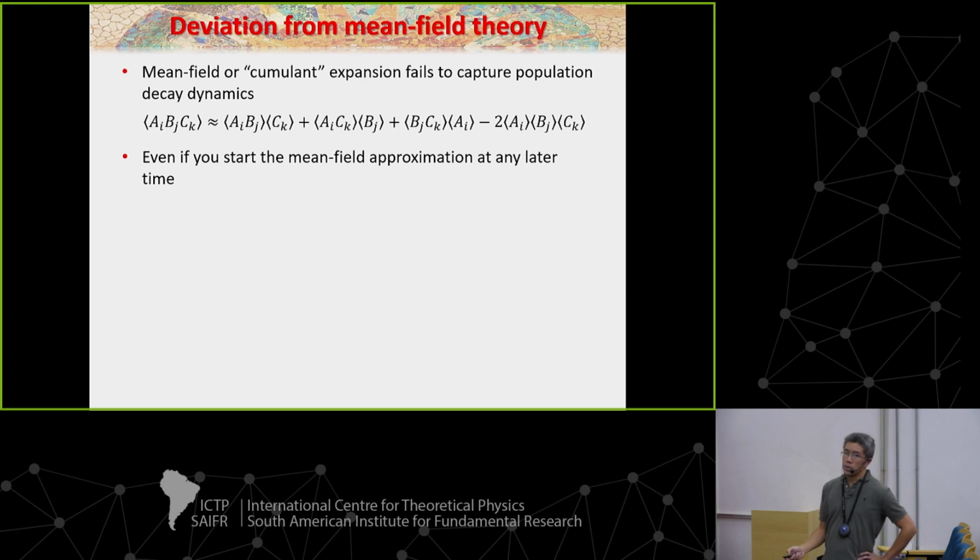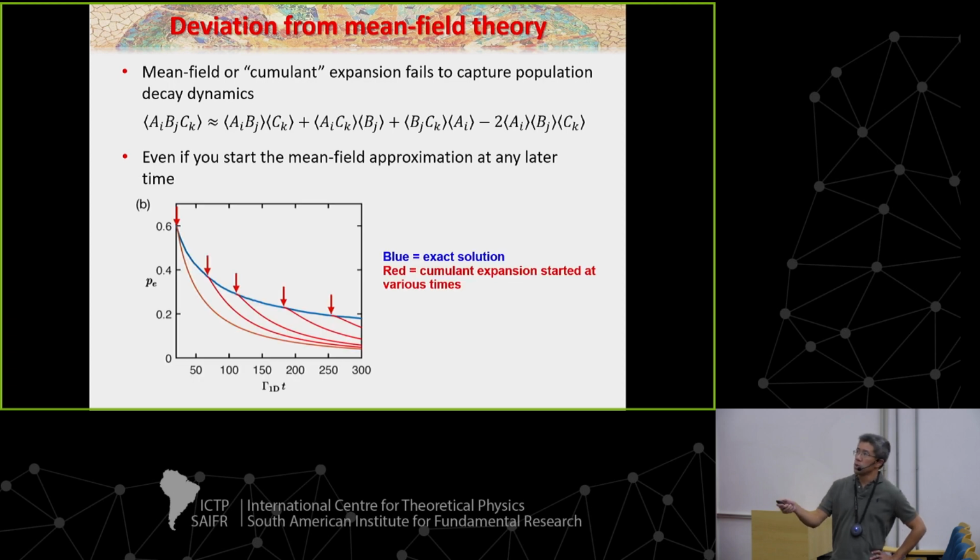And what we see is that these types of mean field or cumulant expansions don't seem to agree well with numerics. The blue here is just the excited state decay as a function of time by exact simulations. The red is a cumulant expansion. You see the population decays way too fast. It doesn't really reproduce this kind of power law.